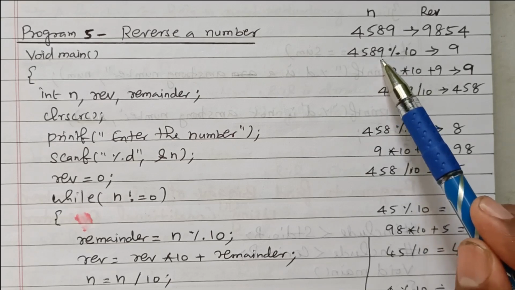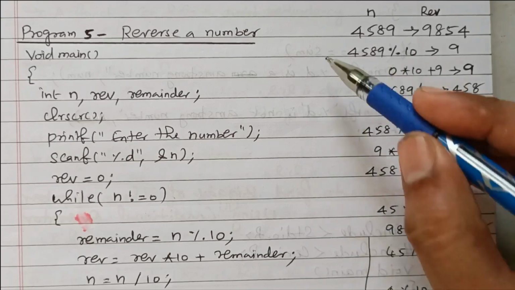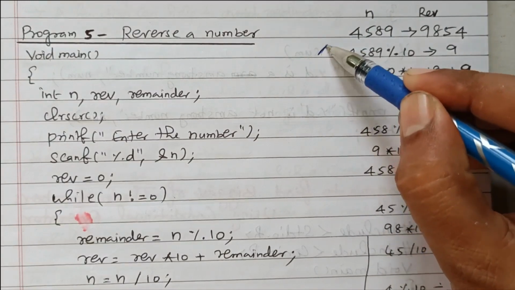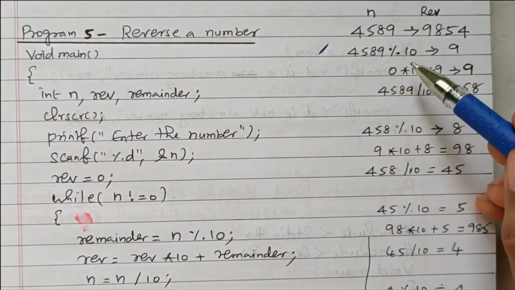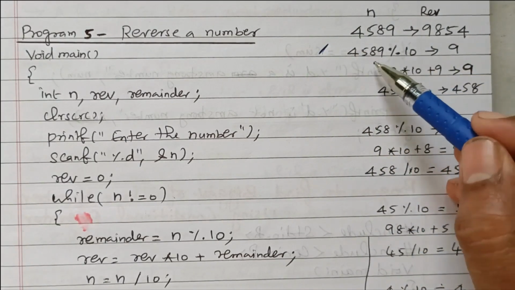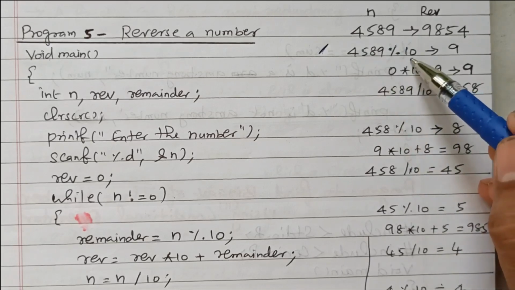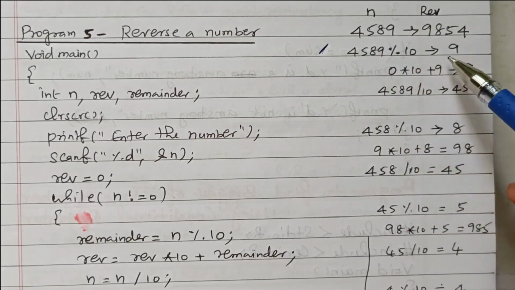So that we can get the last digit. Division means it will give the quotient value. Modulo division means it will give the remainder value. So by extracting 9, if you divide by 10, it will give the remainder value.